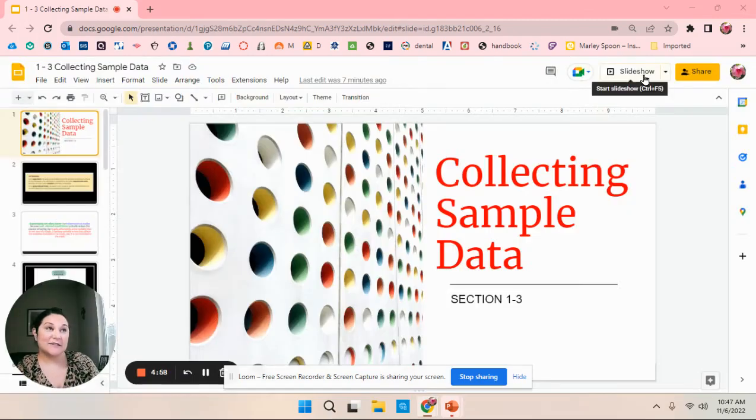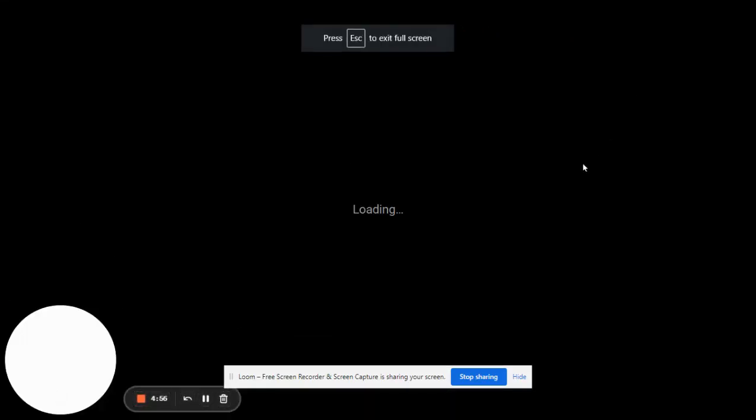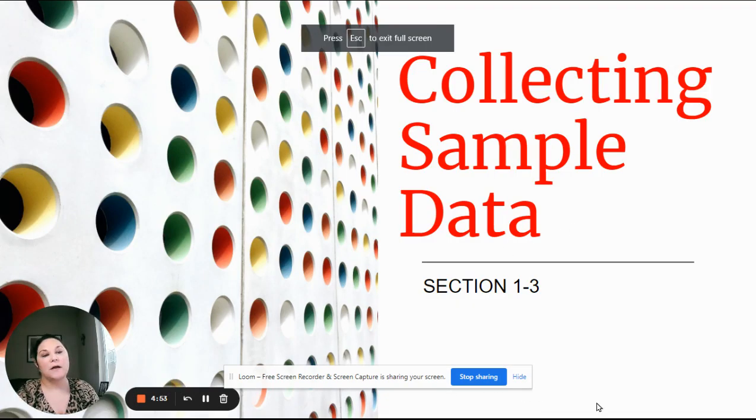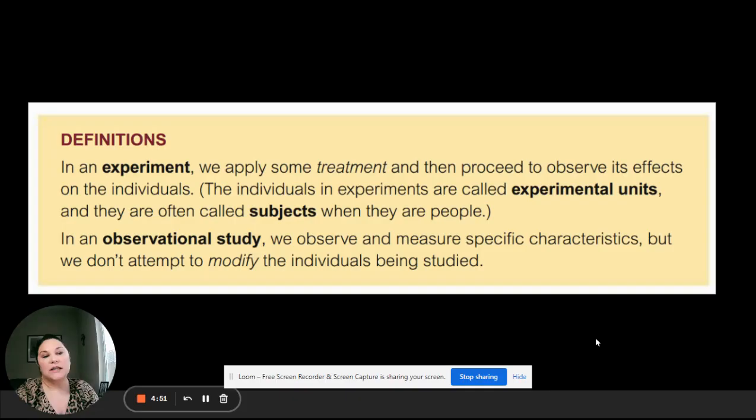Today's lesson is about the collection of data. The last two lessons were about how to classify data, and this is actually getting into the scientific background of how to get the data. So there are two main ways, either by an experiment or in the use of an observational study.